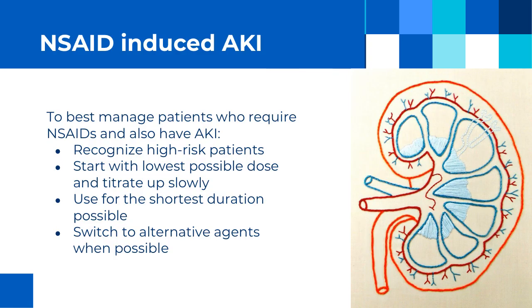Now, we know that high-risk patients for AKI do have situations where they do require NSAIDs. So how can we best manage and minimize the damage that can be caused to the kidneys using NSAIDs in these patients? Well, first is to recognize high-risk patients and then start with the lowest possible dose and titrate up very slowly. They should not be used for any duration longer than they have to, and whenever possible, we should use alternative agents.